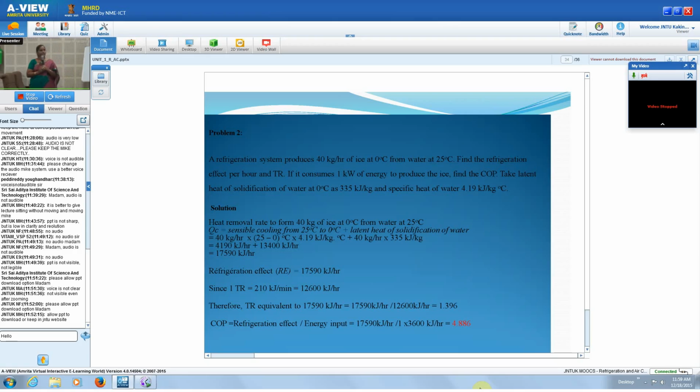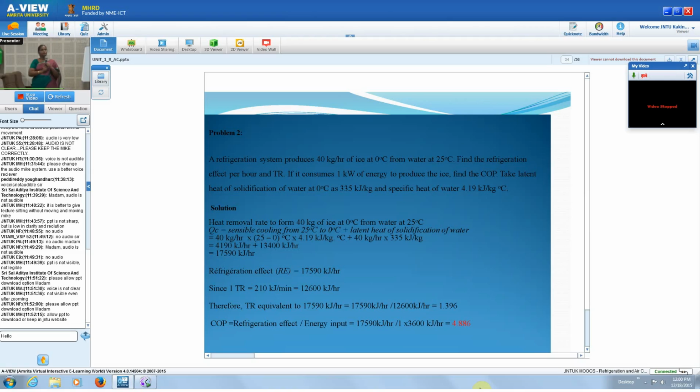COP is the refrigerating effect by the work input. Work input is given as 1 kilowatt. The numerator is already known, that is the refrigerating effect calculated as 17,590 kilojoules per hour. And the work input is given as 1 kilowatt, so 1 kilowatt should be converted into kilojoules per hour. So multiply 1 with 3600, since second should be converted to hour. So COP is 4.886.